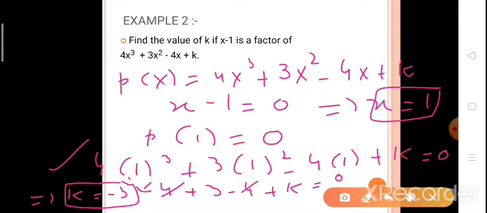What we have done, we have let p of x as 4x cube plus 3x square minus 4x plus k. As we will find the 0 of x minus 1, so I will get 1 here, and we know that if x minus 1 is a factor, then p of 1 must be 0. So I have equated it with 0 and got the value of k is equal to minus 3. I hope you have understood this problem very well.